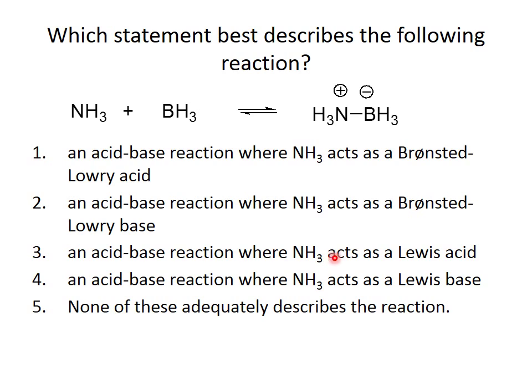An acid-base reaction where ammonia acts as a Lewis acid or a Lewis base, that is a good possibility. Which is the ammonia going to do? Is it going to be a Lewis acid or will it be a Lewis base? If I think about it, there are non-bonding pairs here that are reaching out and grabbing the boron. Anything that's a non-bonding pair donator is a Lewis base. So the correct answer is 4.